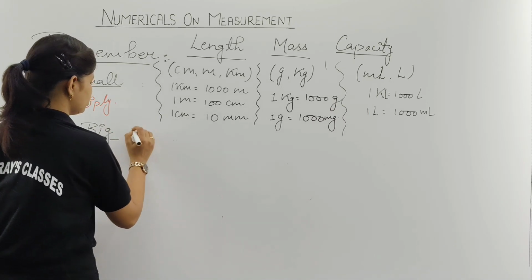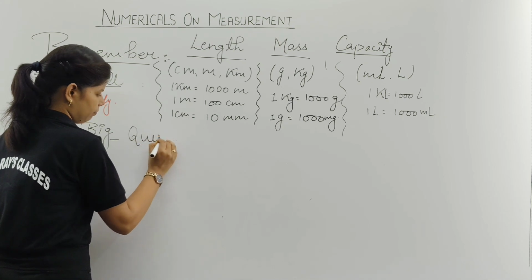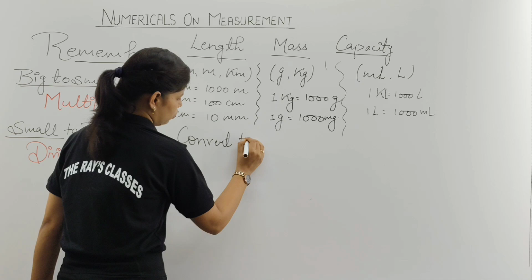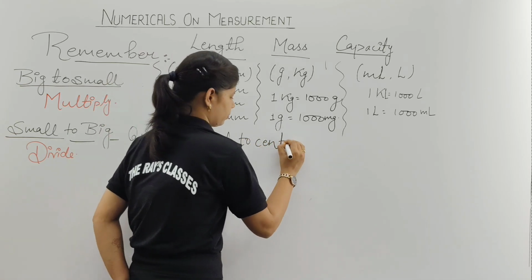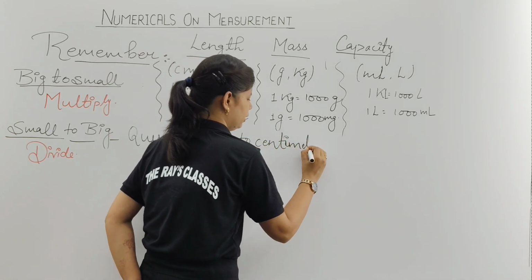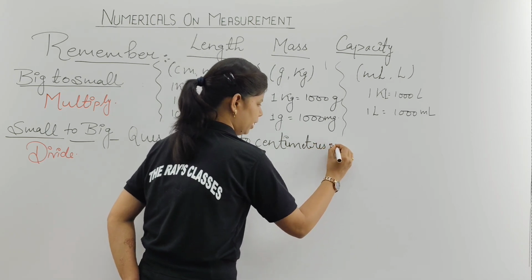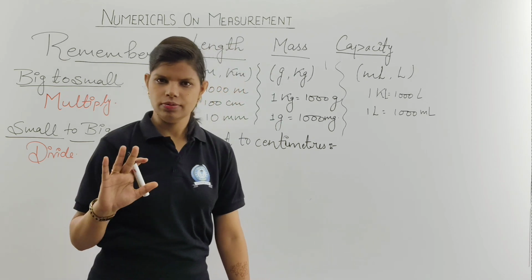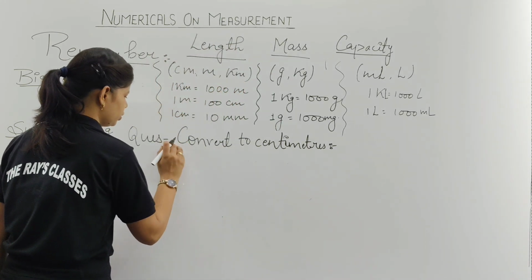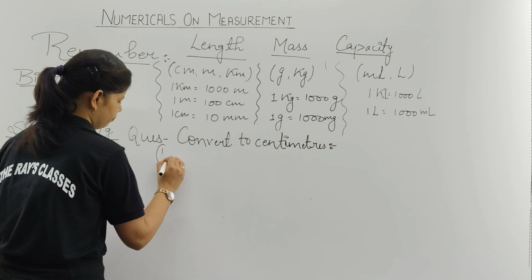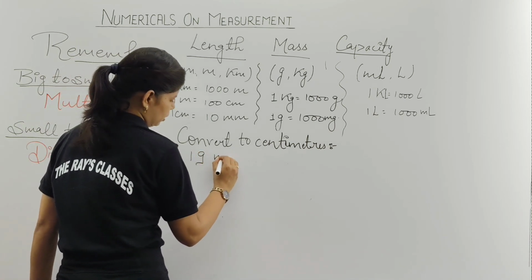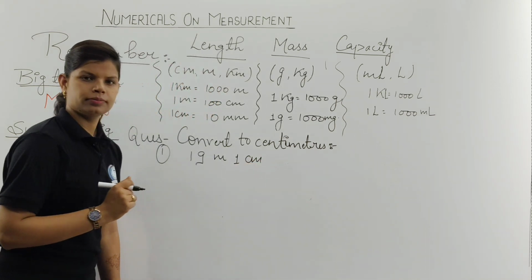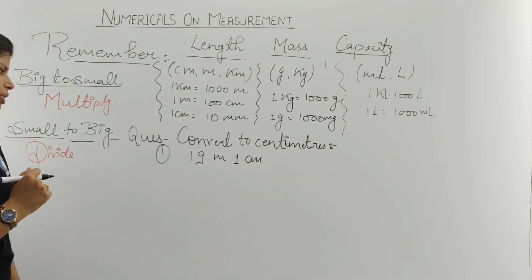So next part we are going to deal with is convert to centimeter. These questions I took by keeping your syllabus in mind, so it will be helpful for examinations. Clear, no? So convert to centimeter. Your question is given. I write the first one: 19 meter 1 centimeter. Clear? 19 meter 1 centimeter.